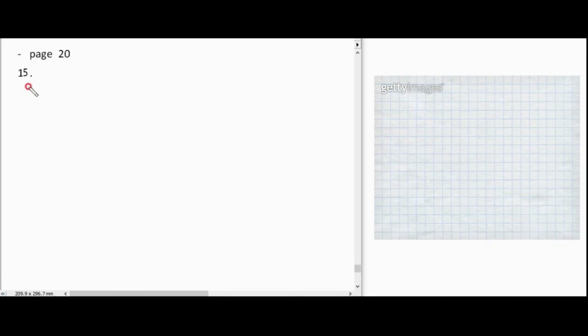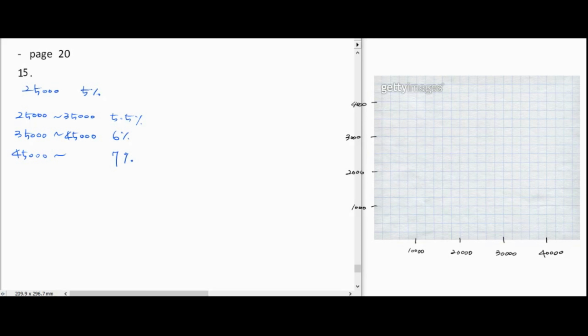Right here is her equation. Up to 25,000, it's 5%. From 25,000 to 35,000, this is 5.5%. From 35,000 to 45,000, this was 6%. Higher than 45,000, this was 7%. So when we draw the graph, depending on the amount of x, the slope will also change.